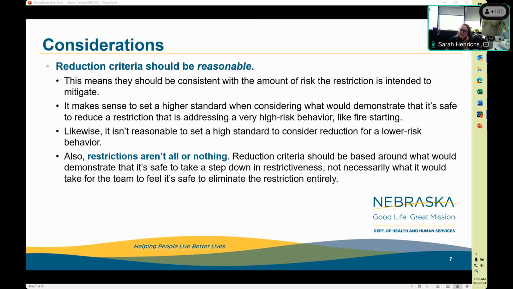So if you think about it and say, I wouldn't implement this for somebody who only ever had 5 incidents of physical aggression a year. So maybe 5 incidents of physical aggression is too high of a standard to say what safety to consider reduction looks like for whatever it is.